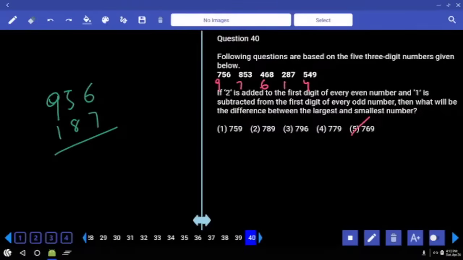Now this is about question number 40. Now we have one more set left here. And what is the set we have left in this case?